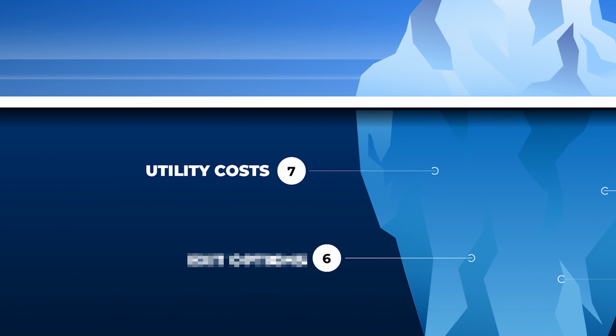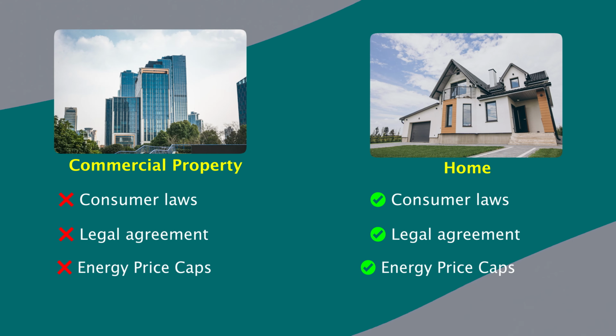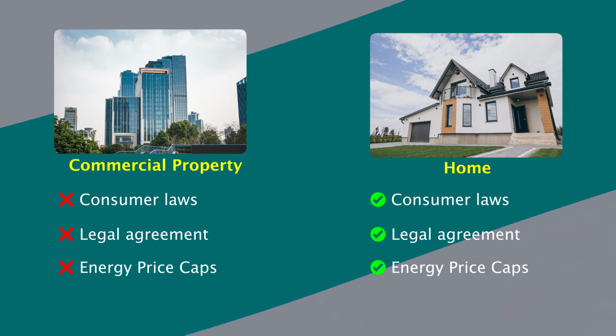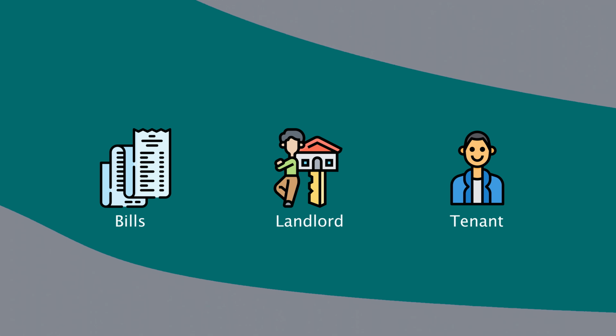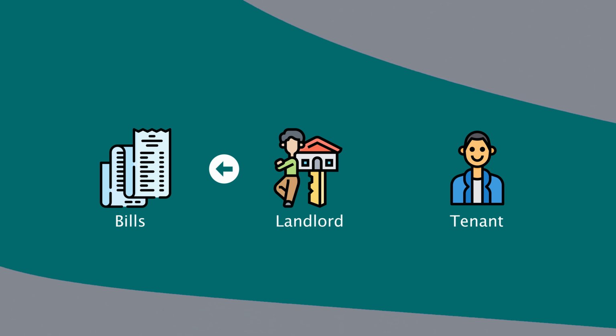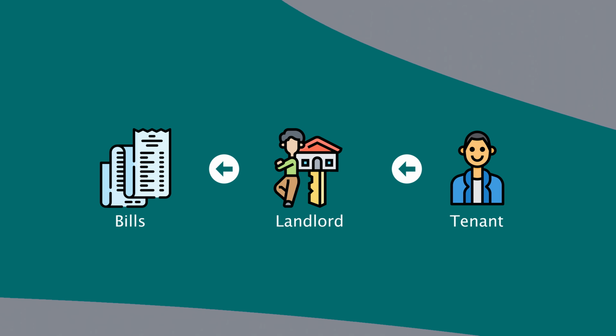is utility costs. Now, it goes without saying that when you take a building on, you would expect to have to pay the utility bills, but the energy price caps do not apply to commercial properties as they do to residential properties. So where we've seen quite high utility bills, particularly for gas and electricity, expect those to be even higher in commercial properties. It's also fairly common for the landlord to pay for the utility bills and pass these costs onto you as the tenant.